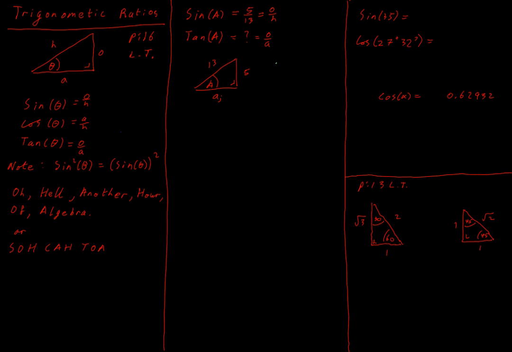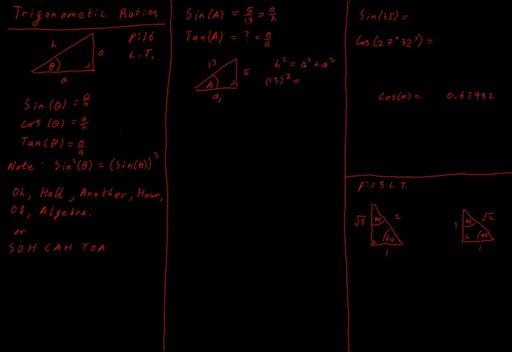So the tool I'm going to use is h squared is equal to o squared plus a squared. Pythagoras. Very, very common tool. Pythagoras comes up in several different parts of the course, and trigonometry is obviously a pretty important example of that. So my hypotenuse is 13. Everything I sub in goes in brackets.